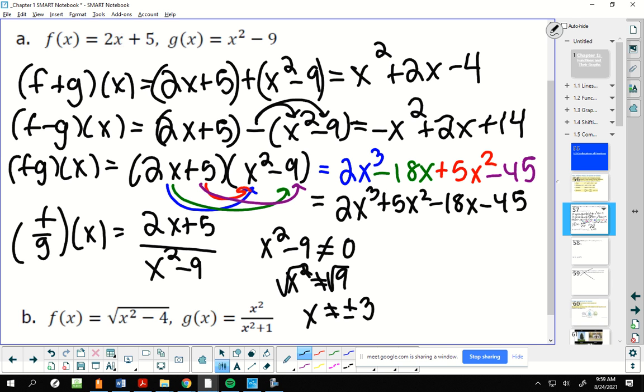If you see that right away, you don't need to do that work. I feel like 3 and negative 3 would make that 0. I just picture a number line. It can't be negative 3, it can't be 3, so it can be everywhere else in between.